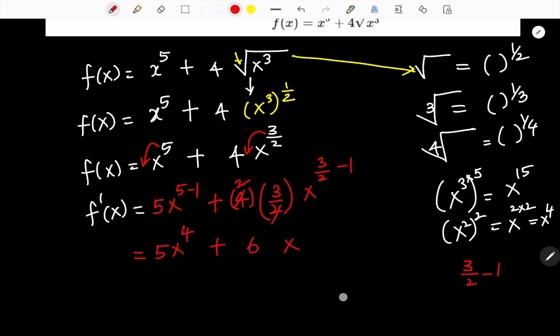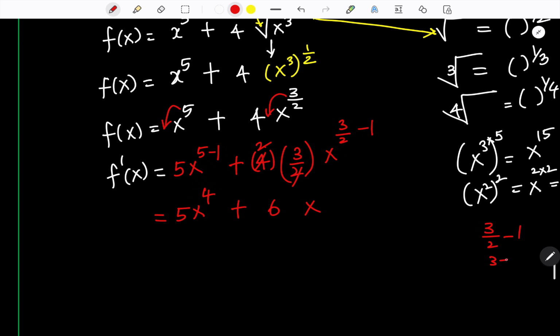You can put it in the calculator or you can do it like this: 3 minus 2 divided by 2, which is equal to what? 1 by 2. So this is your first derivative.